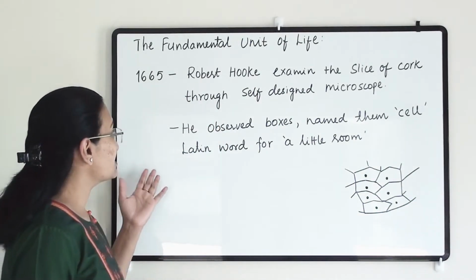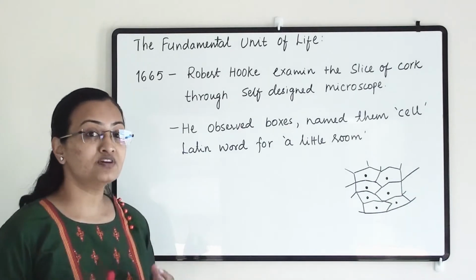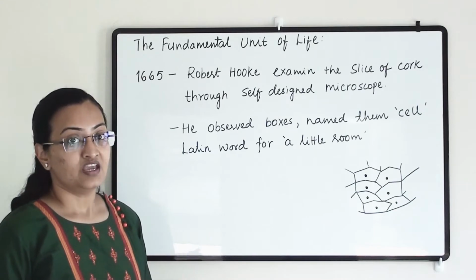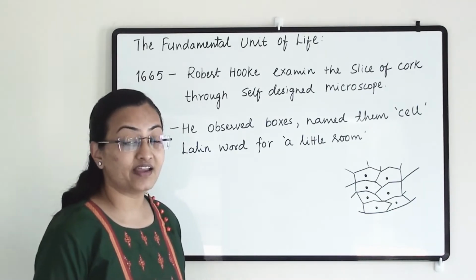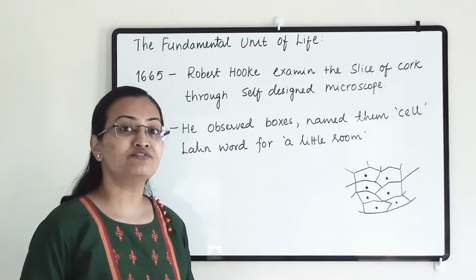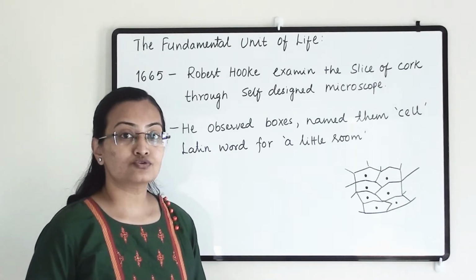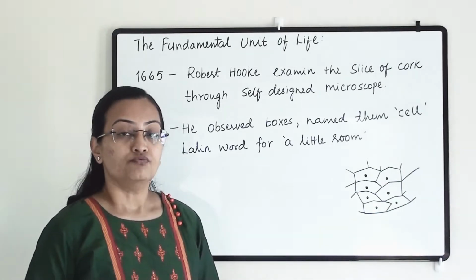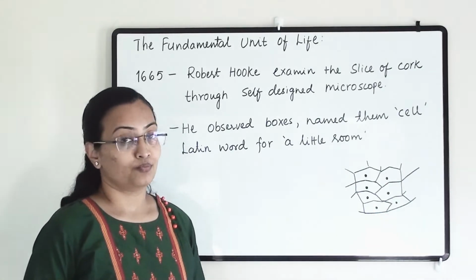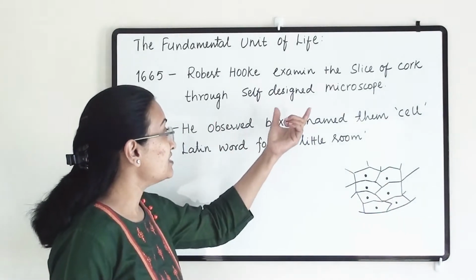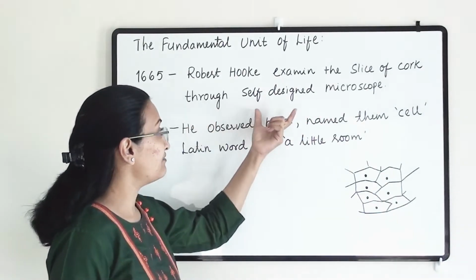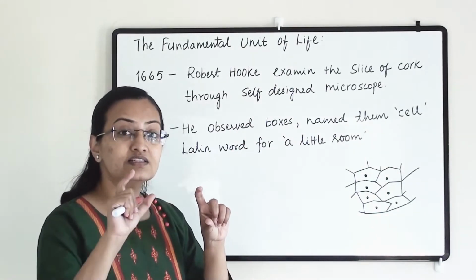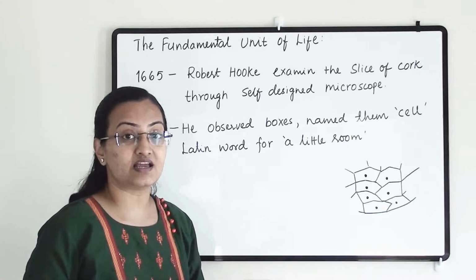In 1665, Robert Hooke was the first scientist and the first person who observed the cell. He took a slice of cork and examined it under a self-designed microscope. That microscope was very primitive and did not include all the features which we see in today's microscope. So Robert Hooke examined the slice of cork through the self-designed microscope and observed that there are little structures in the slice of the cork.